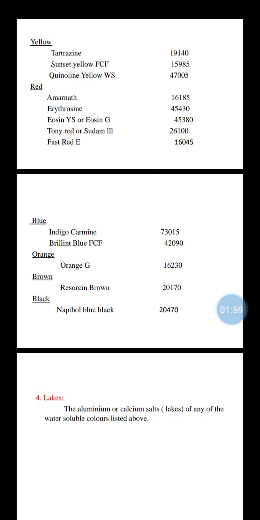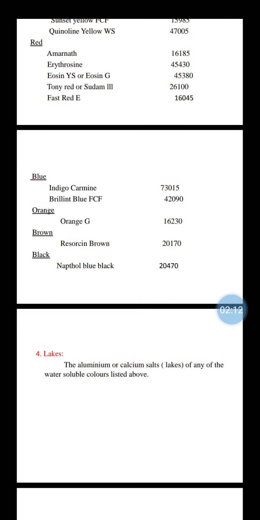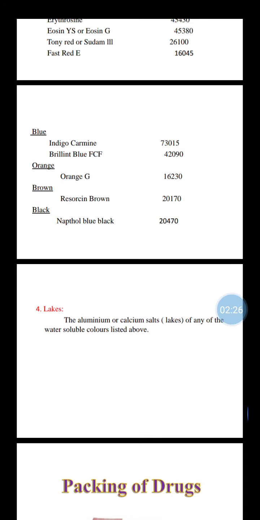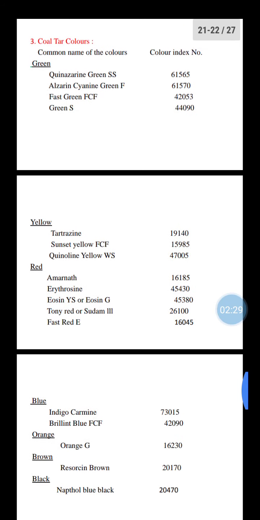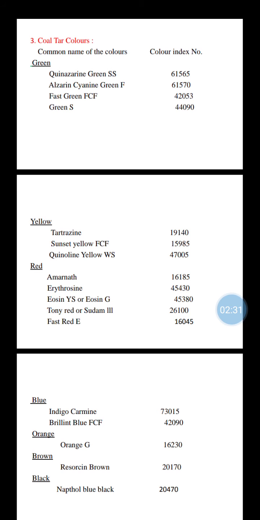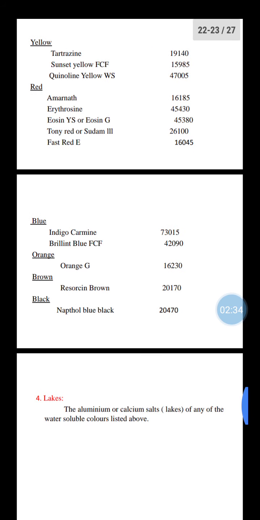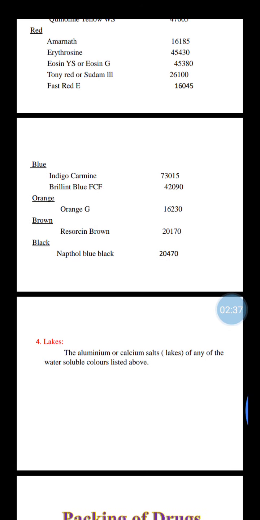Then blue. In blue: indigo carmine, index number 73015; brilliant blue FCF, 14090. In orange color: orange G, 16230. Brown: resorcinol brown, 20170. Black: naphthol blue black, 20470. These are the colors used in coal tar colors. In that you see green, yellow, red, blue, orange, brown and black.